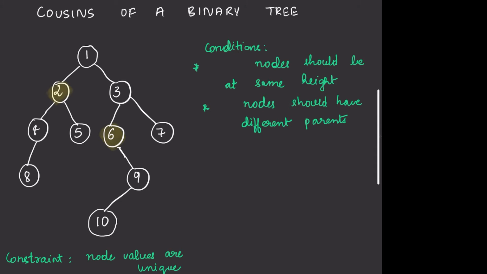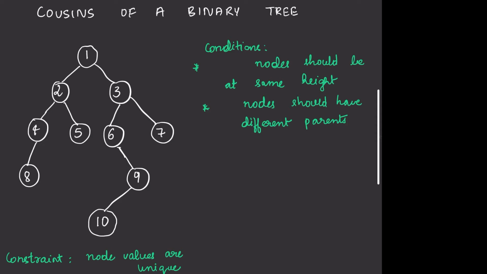No, they cannot be. Because 2 has 1 as its parent and 6 has 3 as its parent. But 2 is at height 1, but 6 is at height 2. So these two cannot be cousins of a binary tree. So we understood the conditions on when we can call two nodes cousins of a binary tree.